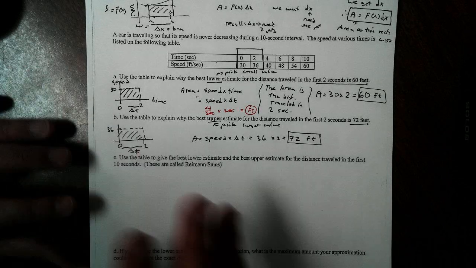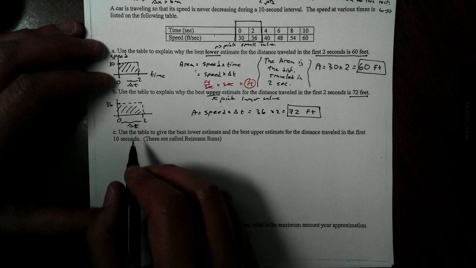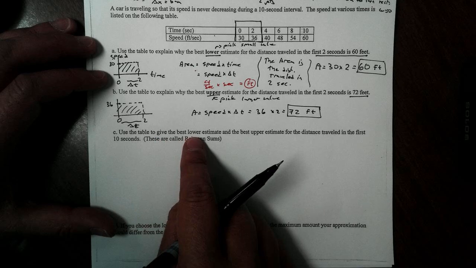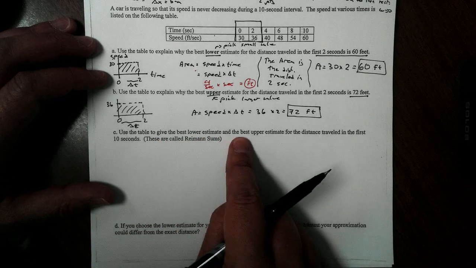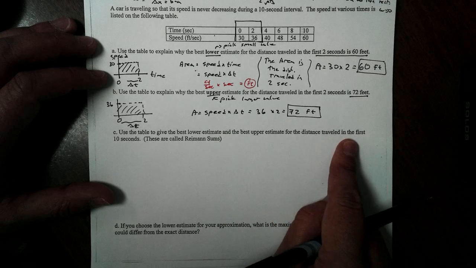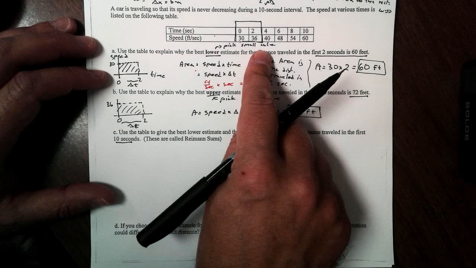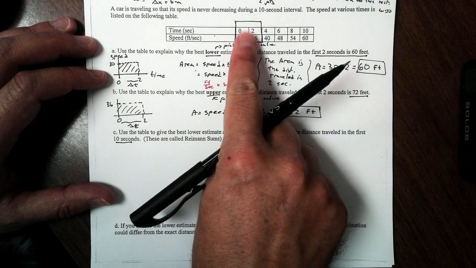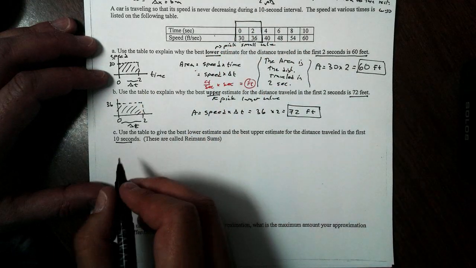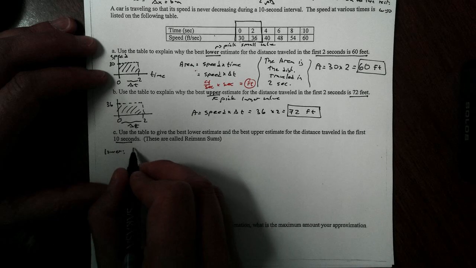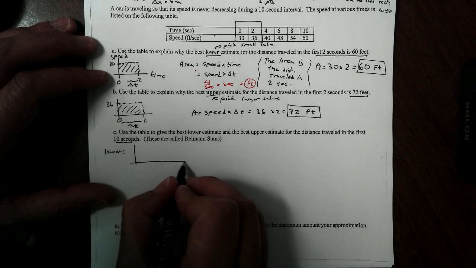Very easy to do. Now what we're going to do is use the table to give the best lower estimate and the best upper estimate for the distance traveled in the first 10 seconds. So now we're going to break it up into many different little parts here. We're going to go ahead and do the lower estimate first. So draw out a table. I promise you this helps.